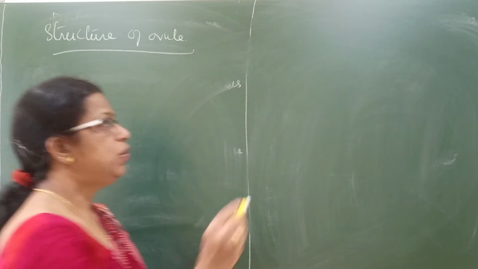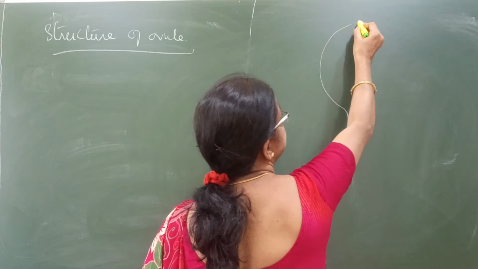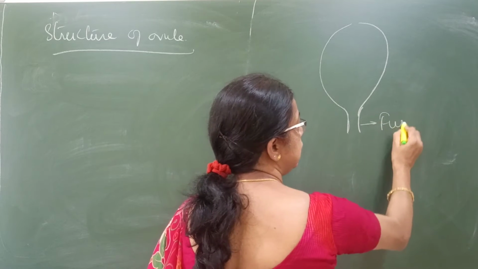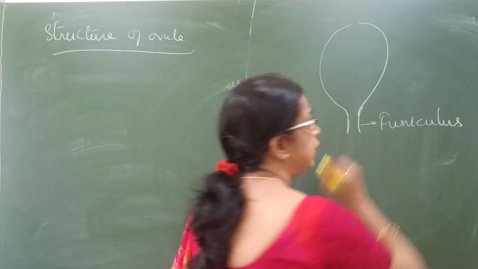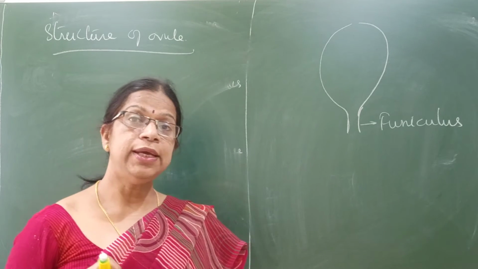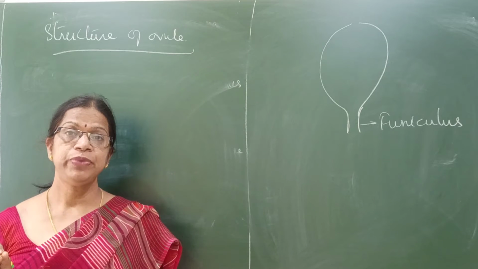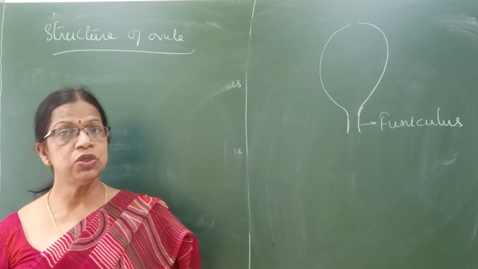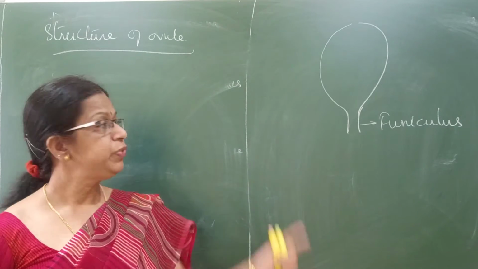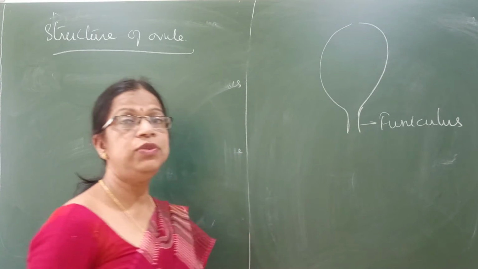First of all, an ovule consists of a stalk and the body. The stalk of the ovule is called a funiculus. This funiculus remains attached to the placenta. I told you ovules arise from placenta. So this ovule gets attached to the placenta with the help of the stalk and gets nourishment from the placenta. And the rest of it is called the body of the ovule.